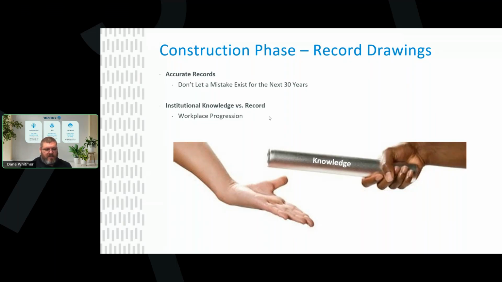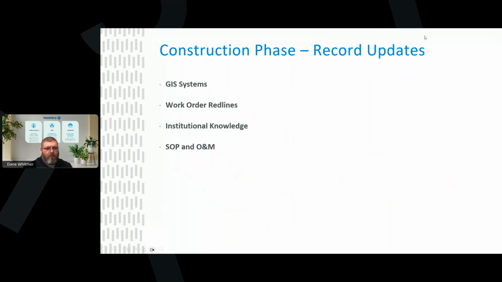So we did all this design work, we did all this effort, and everything's boots on the ground, and now we have to stop. So maintain those records, whether it's using a GIS system or a library with the red lines, and make sure that if there is institutional knowledge, that we update any of our standard operating practices and our O&M manuals with that information. It's a living document. Maintain it at every step of the way.